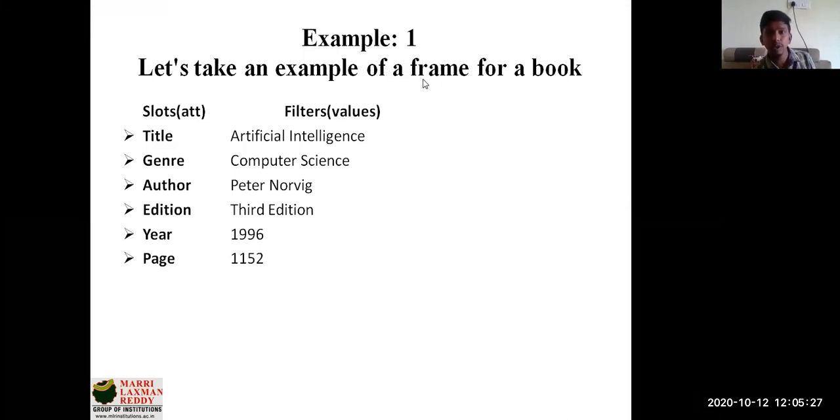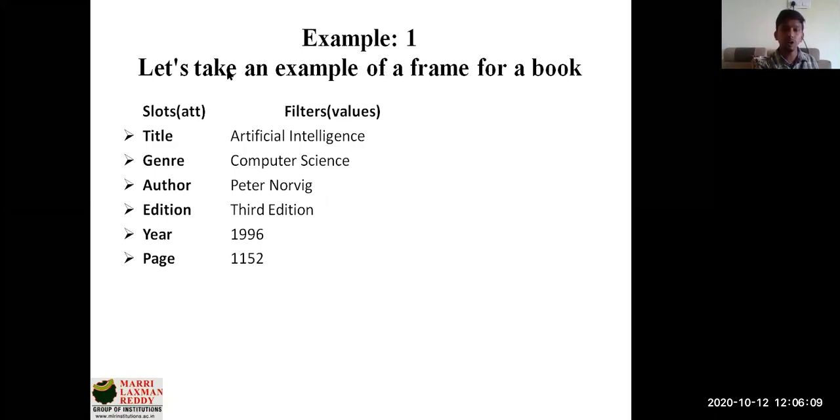So let's take a small example of a frame for a book. If I talk about a book, what actually is a slot? That is the attribute in your general understanding, and what is the value? If I take a book, it will have a title. That is called a slot, and the title of the book is the filler or the value you are representing. That is Artificial Intelligence. So I'm taking a small book example here. The type here, which branch is that, is computer science. That is the people who need to use your book, computer science. And who is the author? The author name is Peter Norvig for the book I am representing.